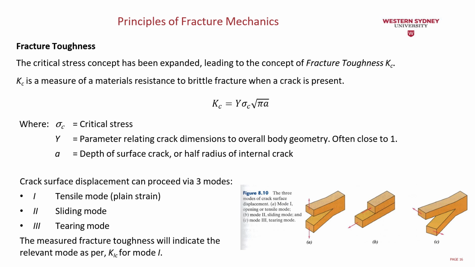The crack surface displacement can proceed via three modes. The first one is the tensile mode, or plane strain. The second mode is the sliding mode, and the third one is the tearing mode. The measured fracture toughness will indicate the relevant mode, as in K I C for mode I.